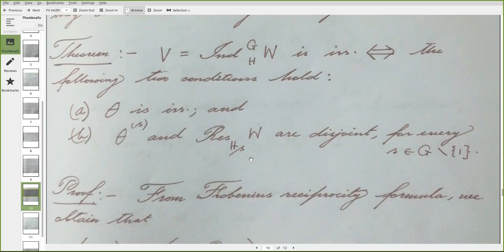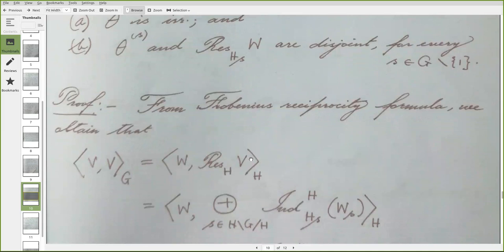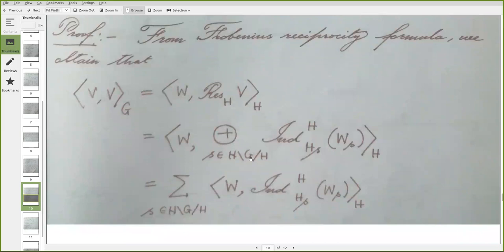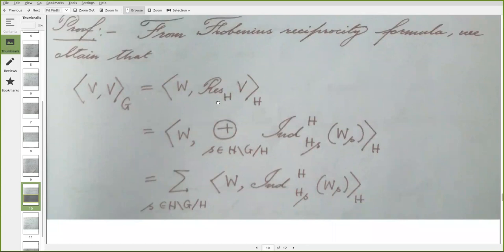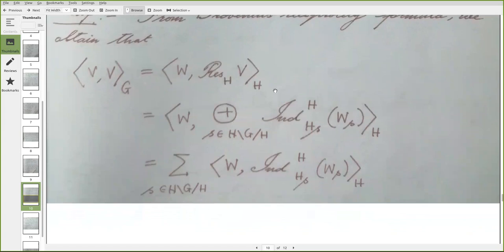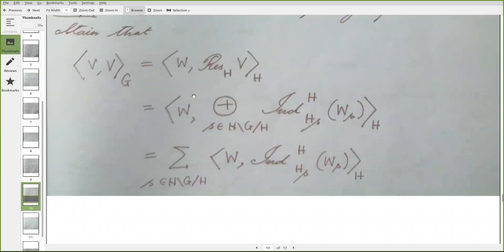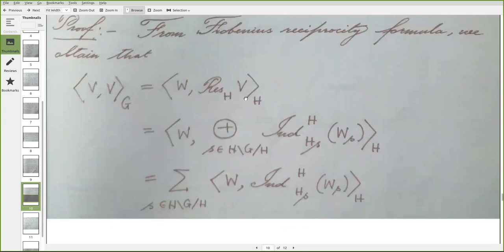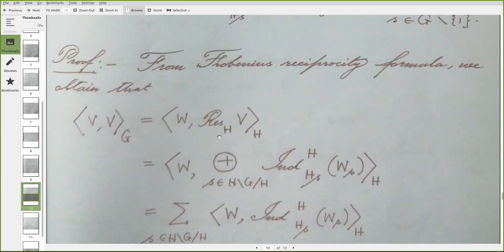The proof is just a straightforward use of the Frobenius reciprocity formula. Let us first observe that since V is induced from W, from the Frobenius reciprocity formula this just happens to be this. And now we recall what we have seen earlier: when we restrict the induced representation to some subgroup K, this is what we get. We proved this in generality, that whenever we have a representation induced by another, and we restrict the induced representation to some subgroup K, this is what we have.